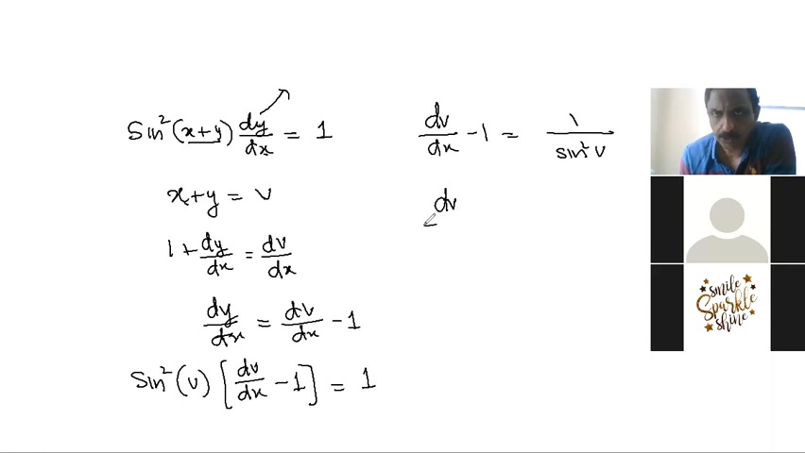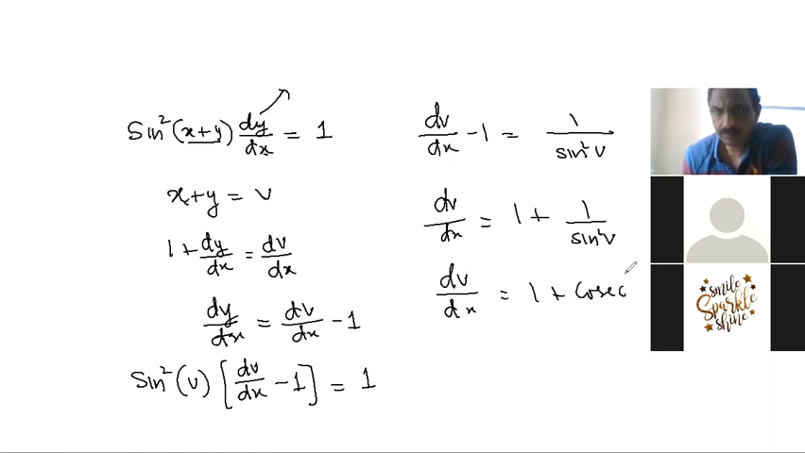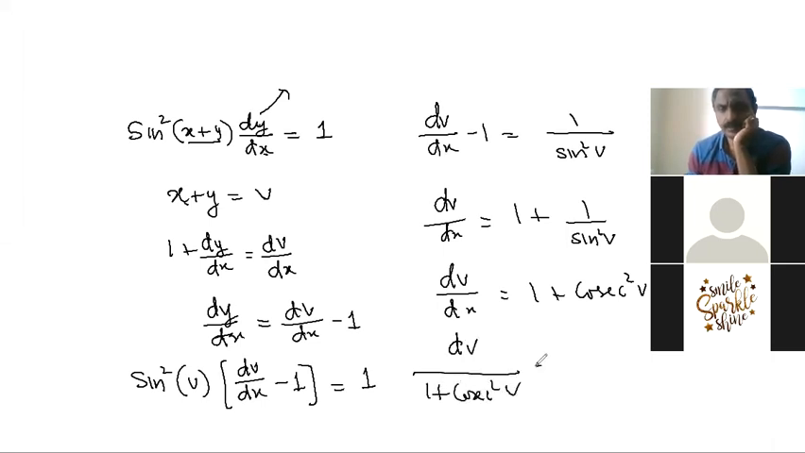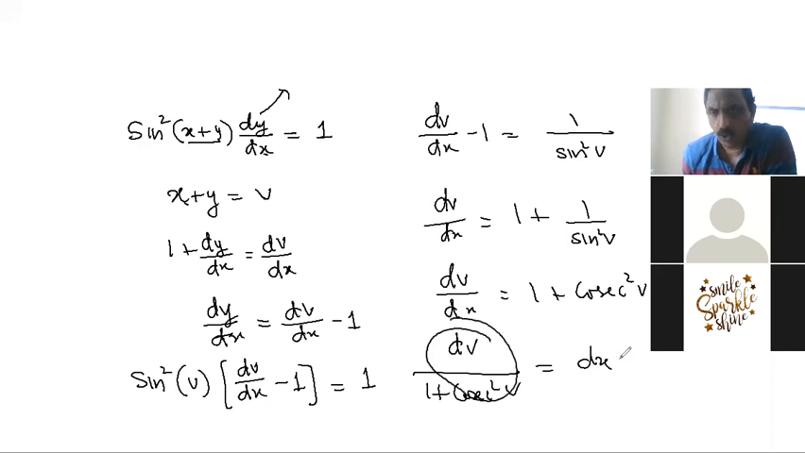Now is it possible for me to separate the variables? Yes. I can write dv/(1 + cos²v) = dx. Now we can integrate and get our answer. Whether it is integrable or not, we'll think about that later. All the v has come with dv and all the x has come with dx, so we can integrate. This method is known as the substitution method.